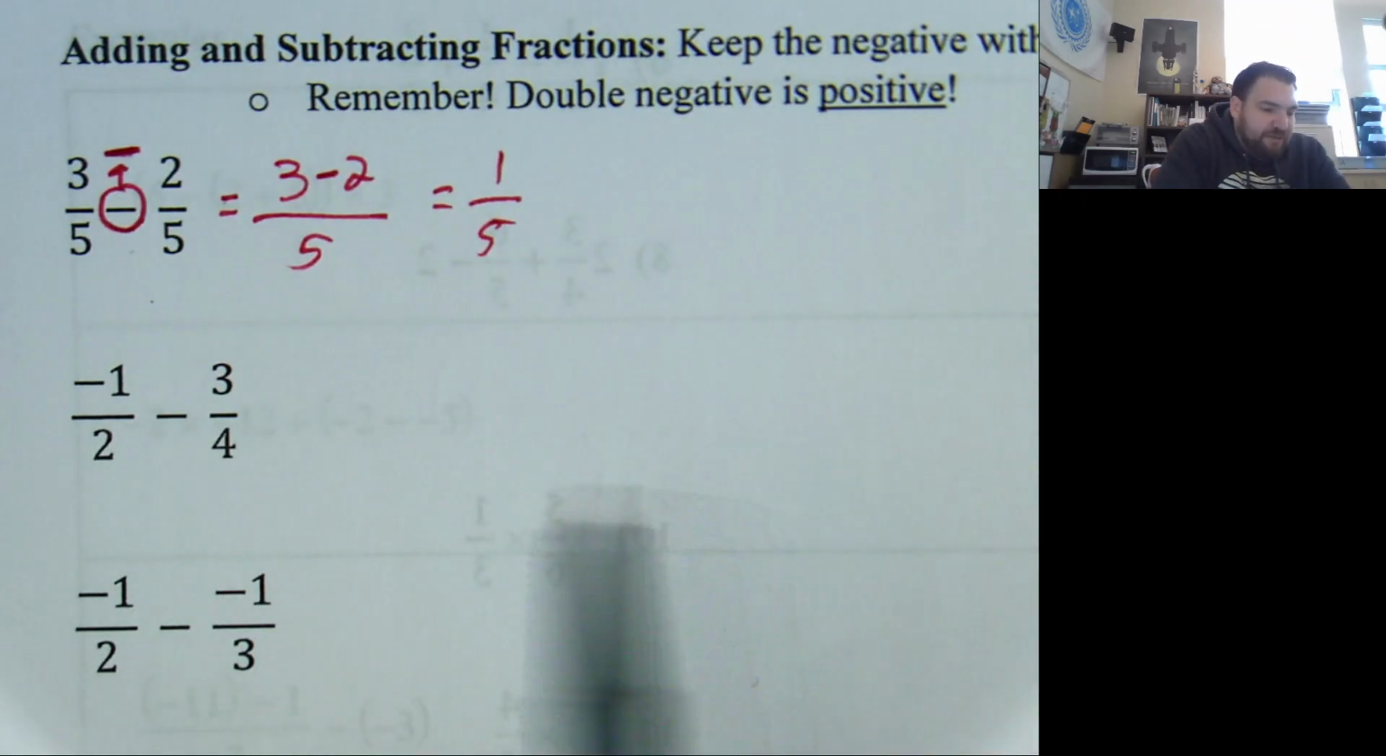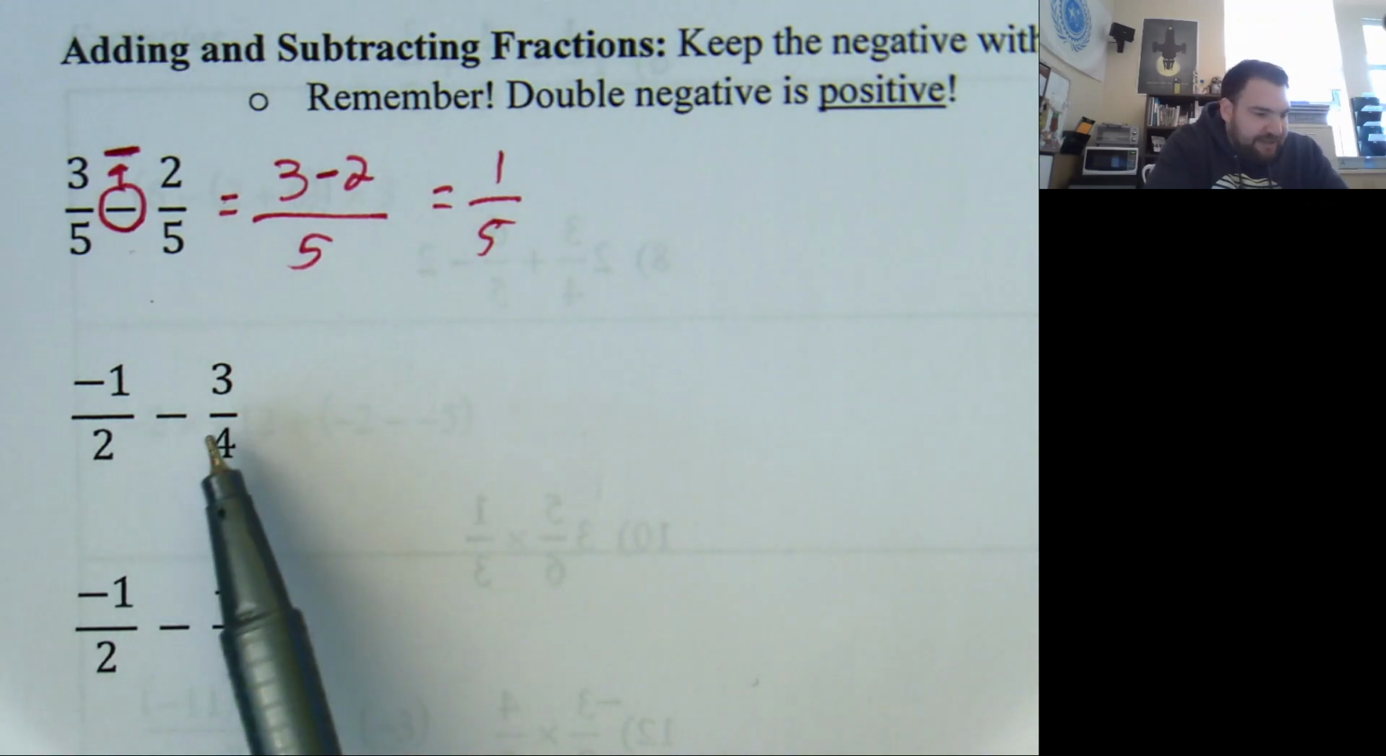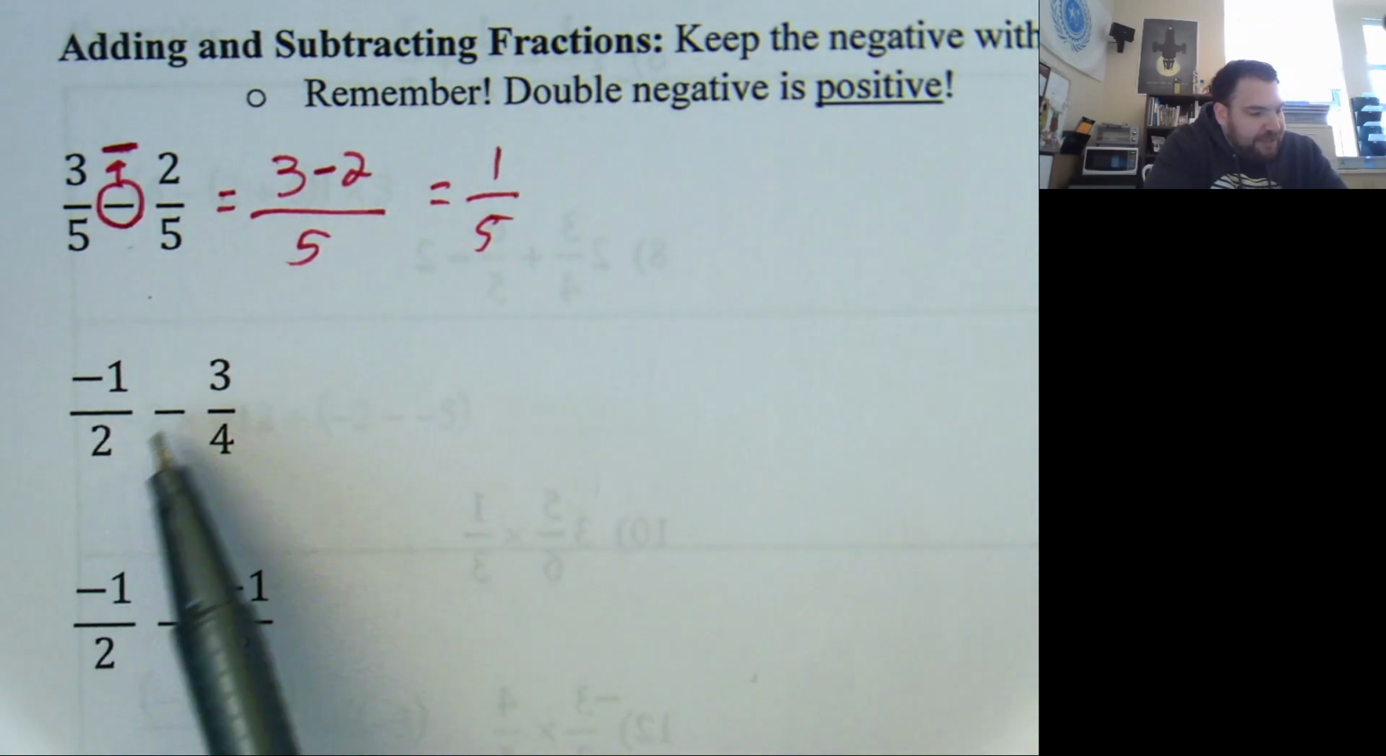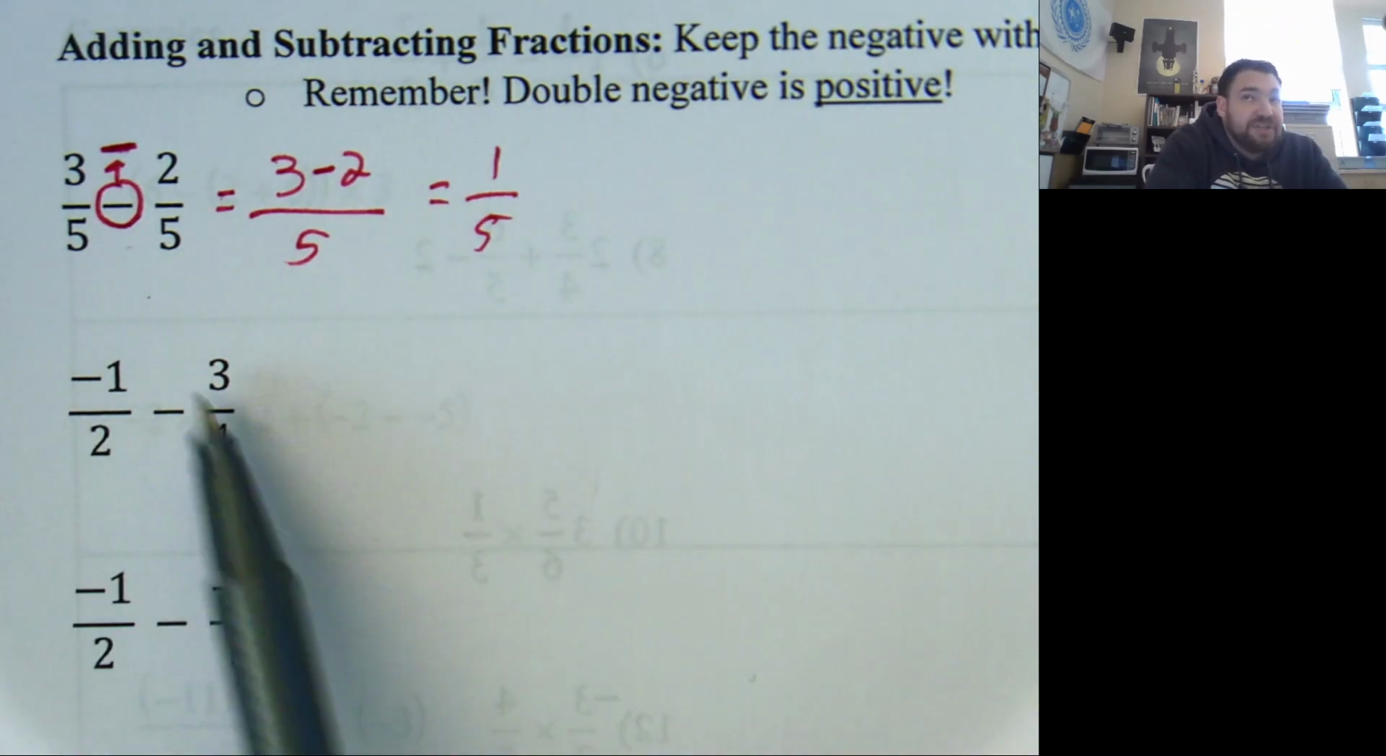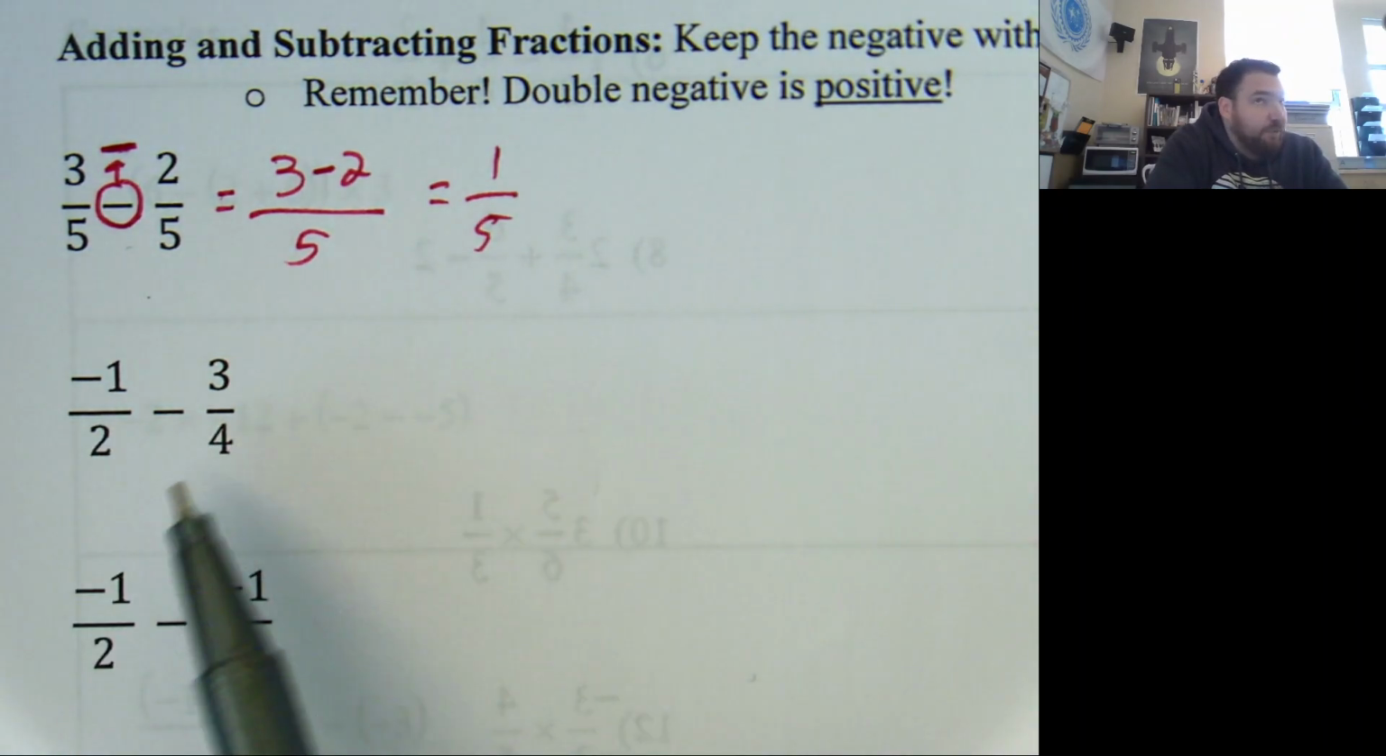Things only become more interesting when we start bringing in minus signs, so let's take a look at this one. If I have negative 1 over 2 minus 3 over 4, and I want to do this subtraction, what's the first thing we've got to do when we're working with fractions?